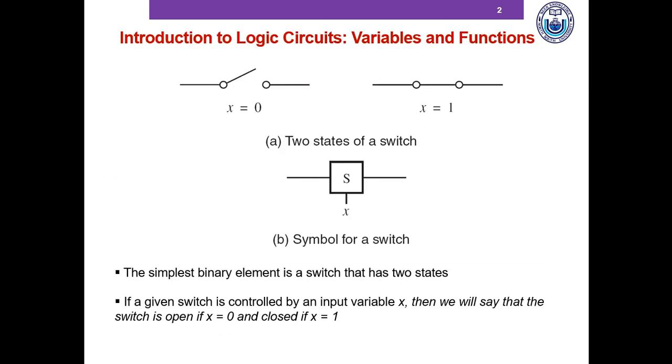The simplest binary element is a switch that has two states. If a given switch is controlled by an input variable x, such as shown here, then we'll say that the switch is open if x equals 0 and closed if x equals 1, as illustrated in figure A. We'll use the graphical symbol in figure B to represent switches in this lecture.